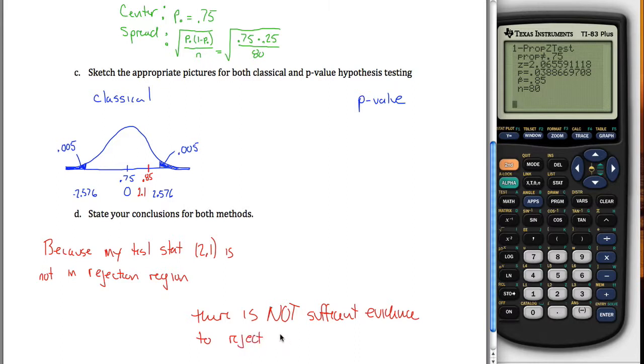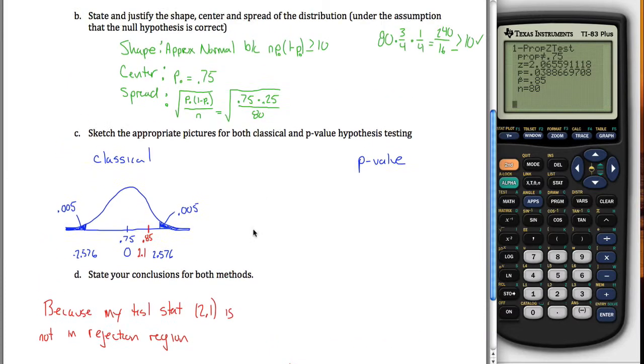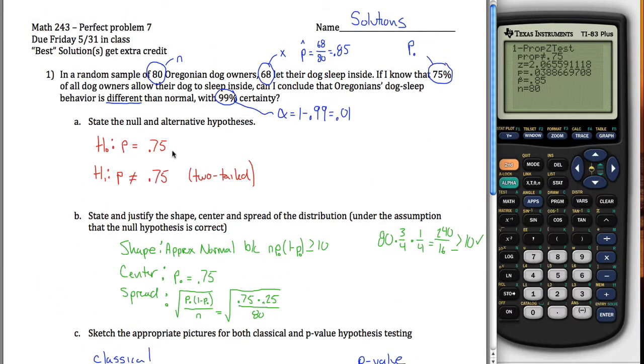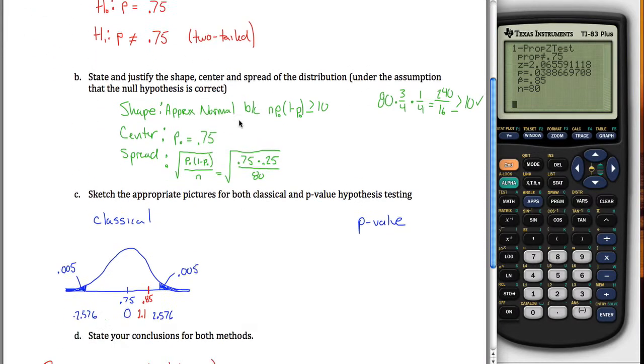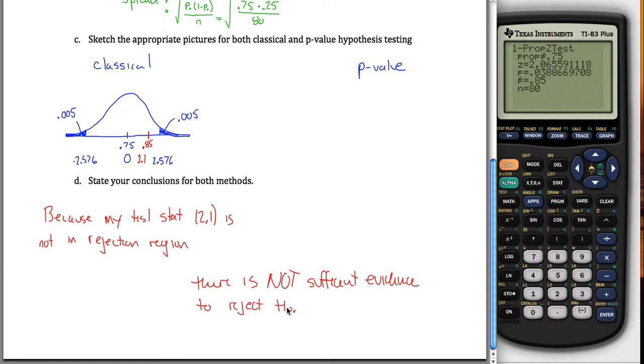Reject the null hypothesis. I am not saying that the null hypothesis is true. I am not saying that P equals P naught, that the proportion of Oregonians that allow their dog to sleep inside is the same as the overall average. I'm not saying that. I'm just saying there's not enough evidence to conclude that that's not the case, which is what this says down here.